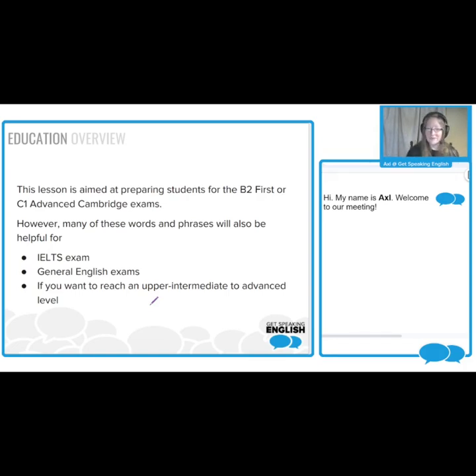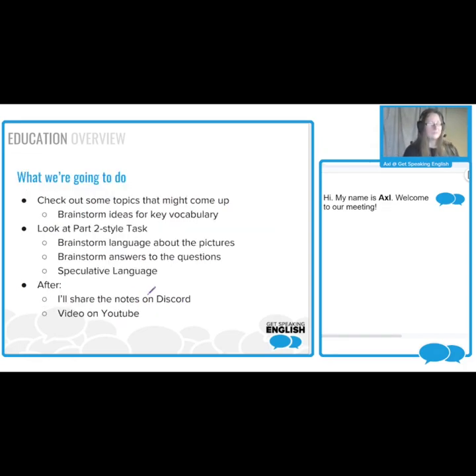However, a lot of this vocabulary and a lot of these phrases will also be really helpful if you are preparing for the IELTS exam, for example, a general English exam, or if you just want to get speaking at an upper intermediate to advanced level of English. So it's all going to be really useful for you in those respects.